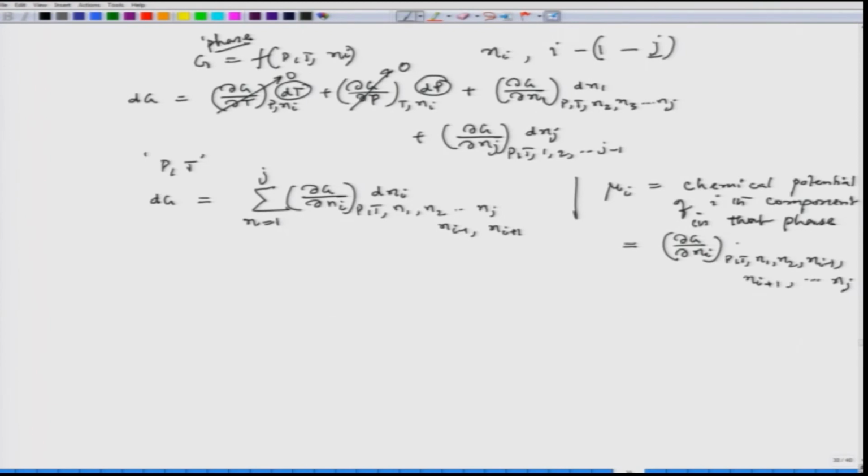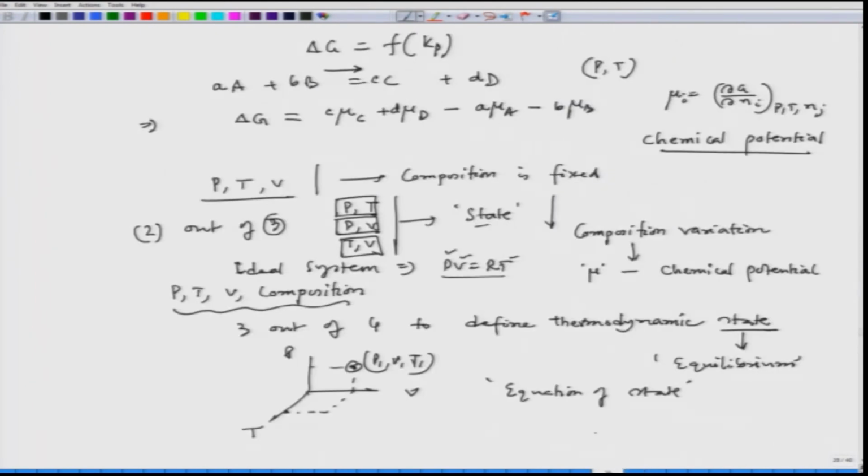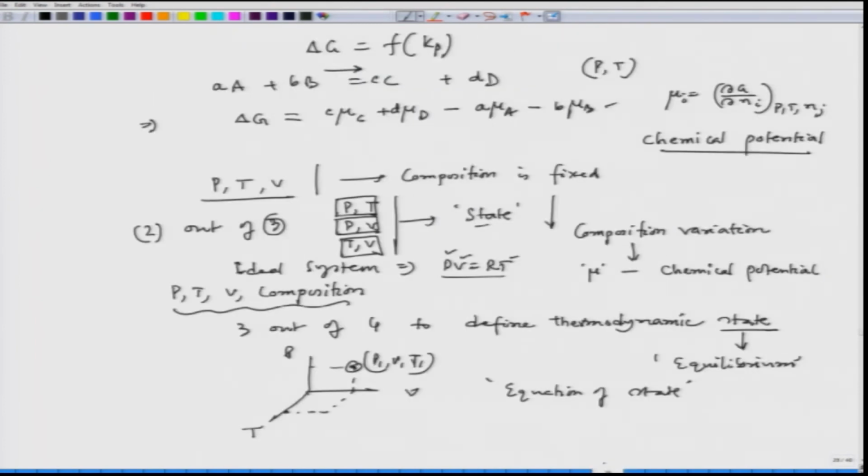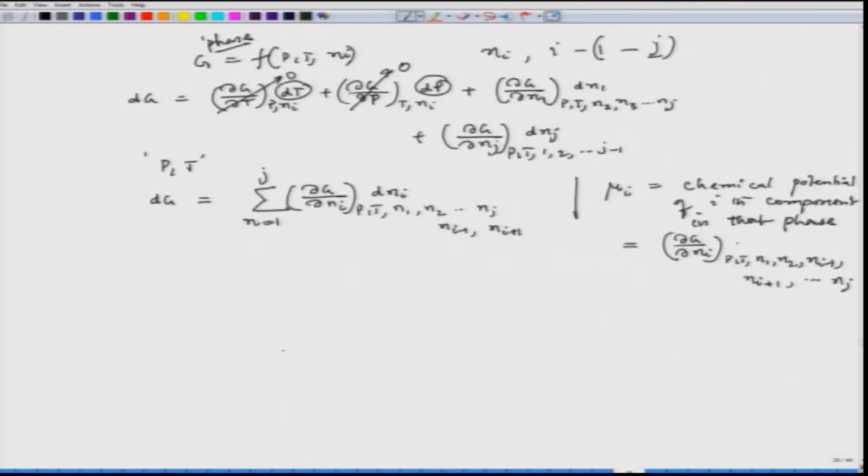Okay. So, now getting back to this particular relation. For any reaction, like what we mentioned here, we can write the free energy change as the chemical potential of the products minus the chemical potential of the reactants.